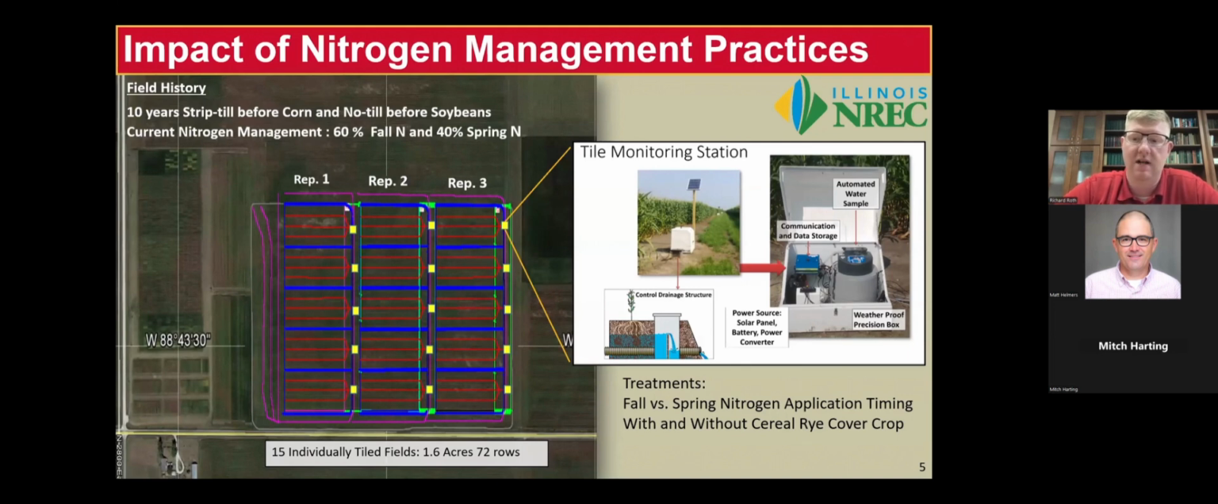Now, I am going to take a minute to describe this trial layout that you have in front of you, because it is the basis of a lot of the data that I'm going to show you. This is in central Illinois. We have 15 individually tile drained plots, an acre and a half each. It came into a pretty good system already, where the farmer was strip till before corn, no till before beans. He was practicing 60/40, so he's putting 60% of his nitrogen in the fall as anhydrous, and then 40% in the spring, also side dressing that as anhydrous.